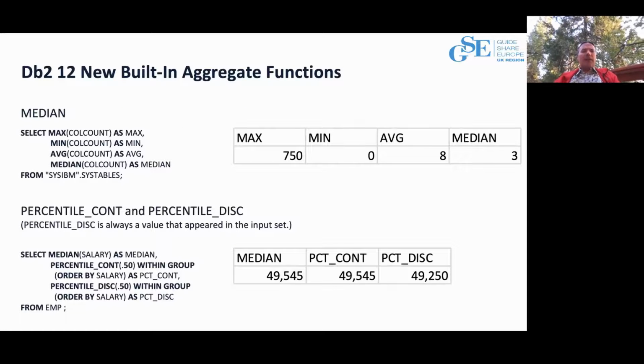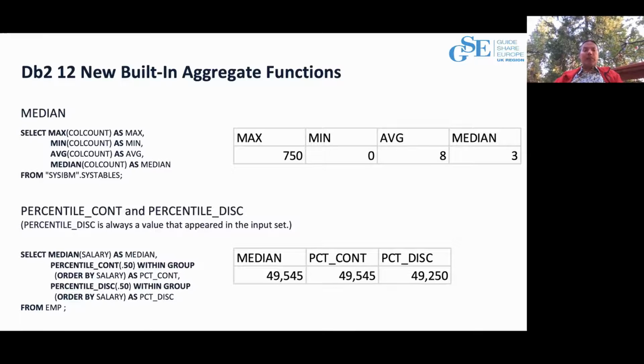So some other things that DB2 12 had: the median, %cont and %disk functions. DB2 10 had these, but they were only for IDAA offload. So if you had IDAA, you could use them in DB2 10 and 11. But in version 12, they're native functions. They can be used as part of the SQL against base tables in DB2.